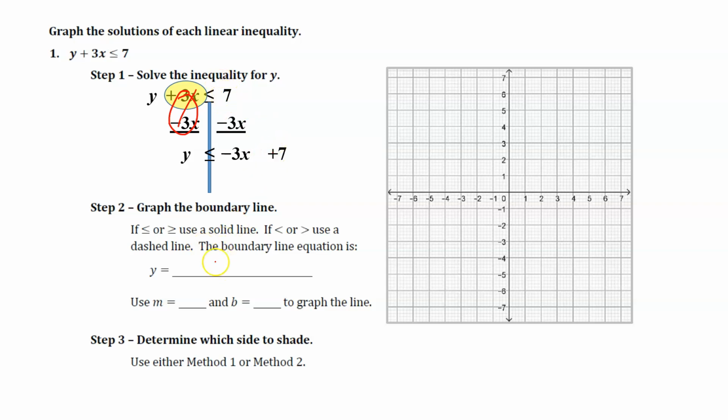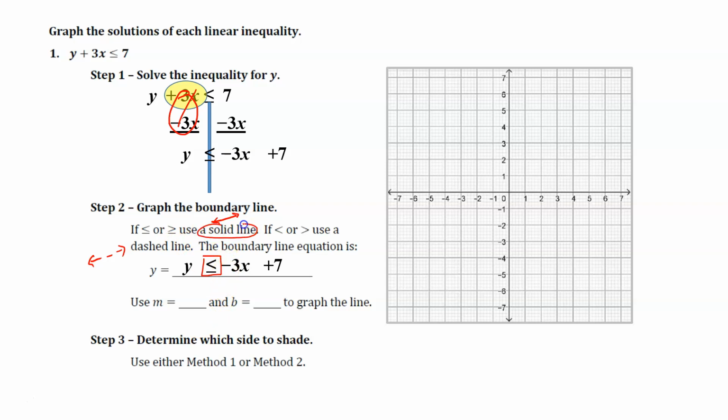The next thing we're going to do is decide whether we're going to draw a solid line or a dashed line. So take a moment right now and decide, circle, which one you think you'll use. This is the symbol we have. Which line do you think we will use?